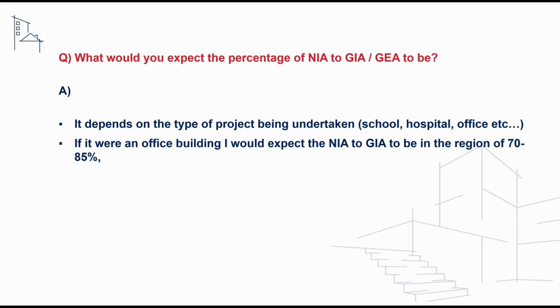We could say from our experience that if it were, for example, an office building, I would expect the net internal area to gross internal area to be in the region of 70 to 85%. We could also say that 70% of net internal area is not really considered to be very efficient, whereas 85% is considered to be an extremely efficient use of the space.